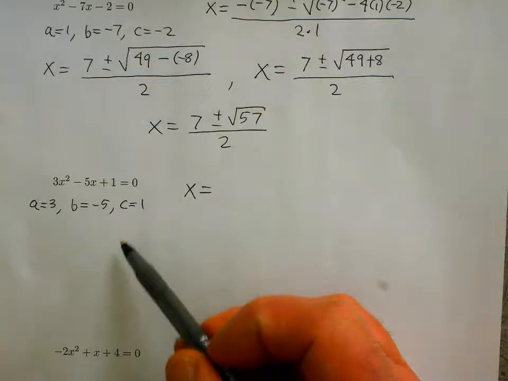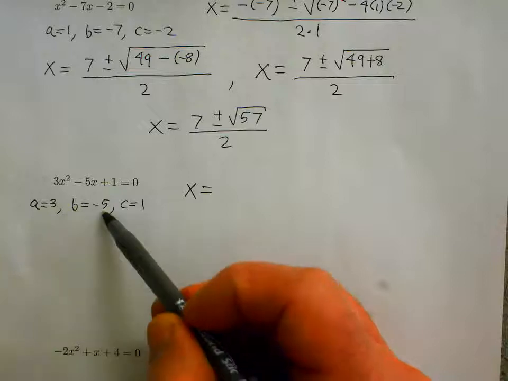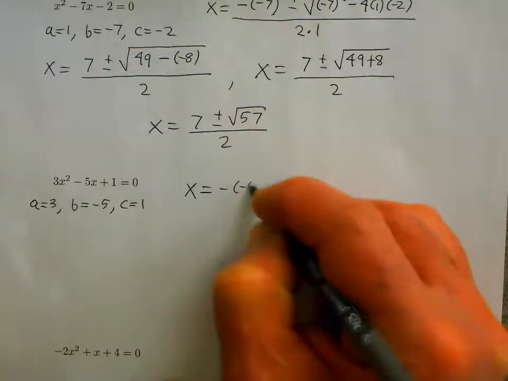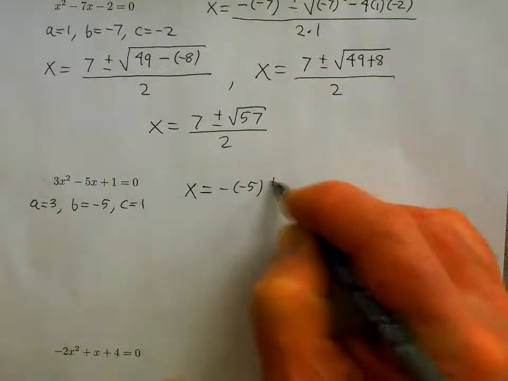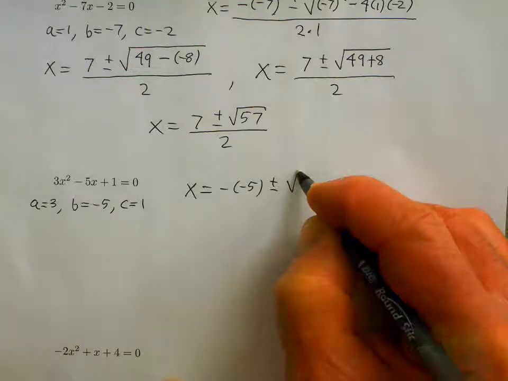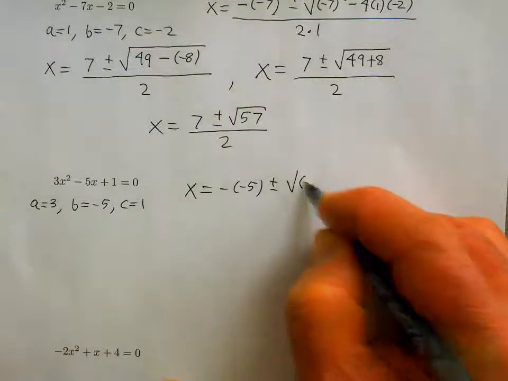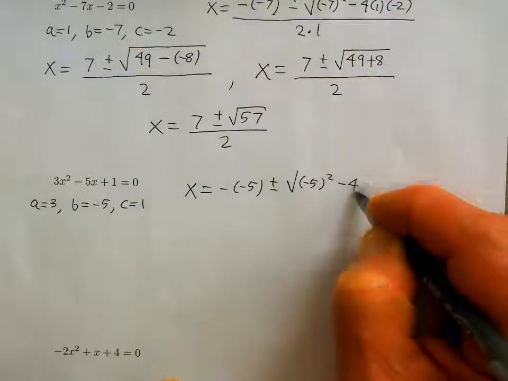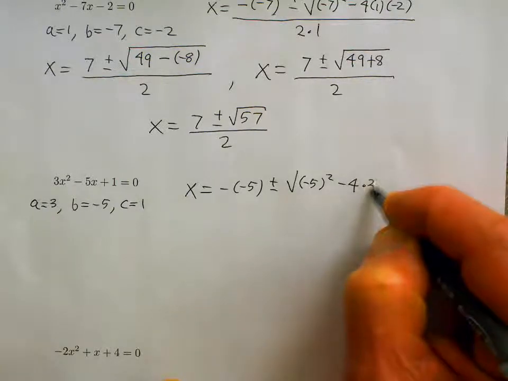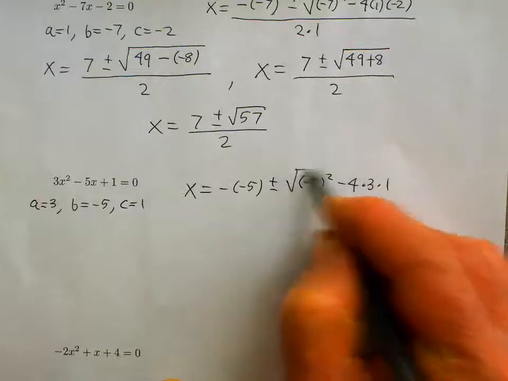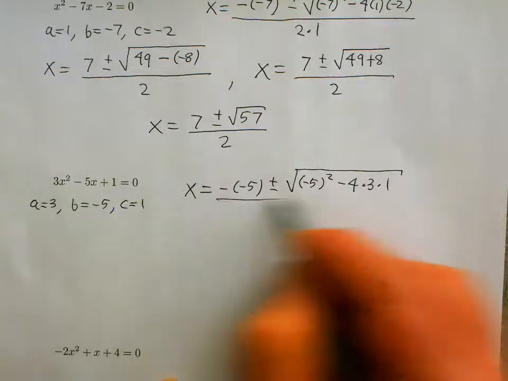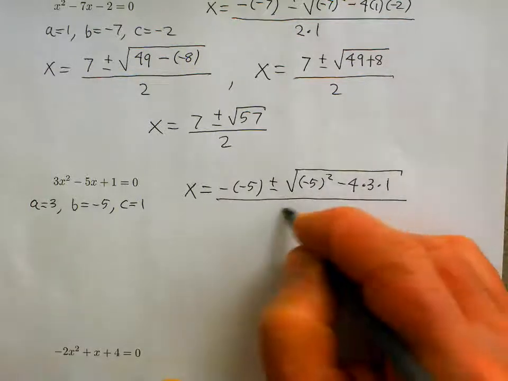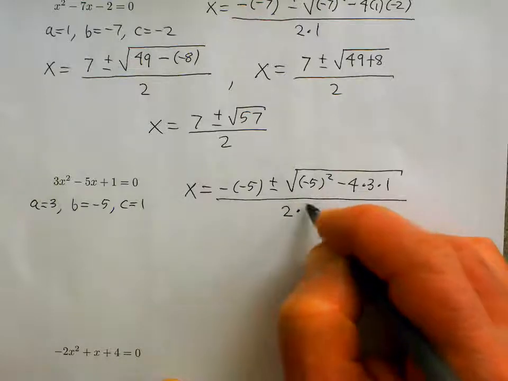So x equals negative b, so that's the negative of negative 5, plus and minus the square root of the number negative 5 squared minus 4 times 3 times 1, all divided by 2 times 3.